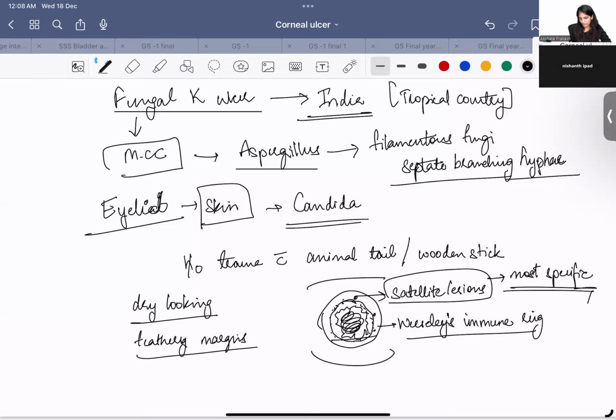Then we can come into hypopyon. What we learned in the bacterial corneal ulcer is that the hypopyon is sterile. Here it is not sterile. Hypopyon is, again, to remember, pus in your anterior chamber. This is not sterile, okay? That means if you culture it and send it to the laboratory, you will find aspergillus. Most common is aspergillus. That is why I'm stressing aspergillus, okay? This gives us a clue for the fungal corneal ulcer.